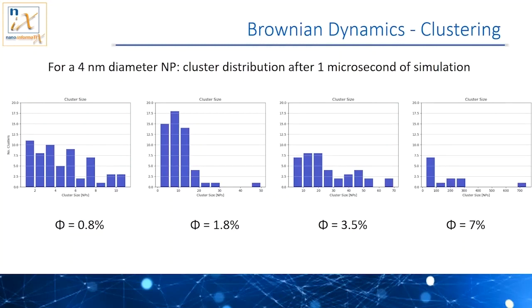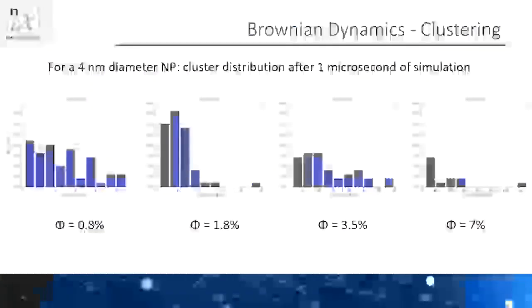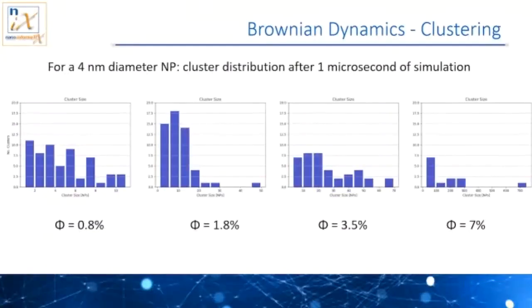Quite obviously, in the most concentrated solutions, nanoparticles form larger aggregates of up to 700 nanoparticles in the 7% volume fraction, whereas in the lowest concentration we get clusters of 2 to 10 nanoparticles.